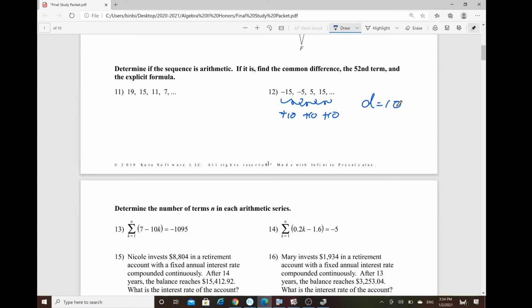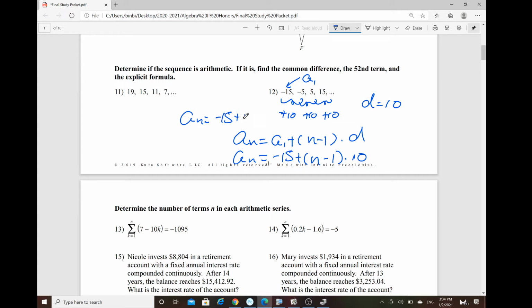And then find the 52nd term. To find the 52nd term, you need to find the explicit formula first. We know it's a sub n equals a sub 1 plus the quantity n minus 1 times the common difference. a sub 1 is given already, whatever first term you started with, that's negative 15. n is the number of terms we need the value for, and the common difference is already found, which is 10. So the explicit formula is a sub n equals negative 15 plus 10 times n. What I'm doing here is distributing, minus 10.